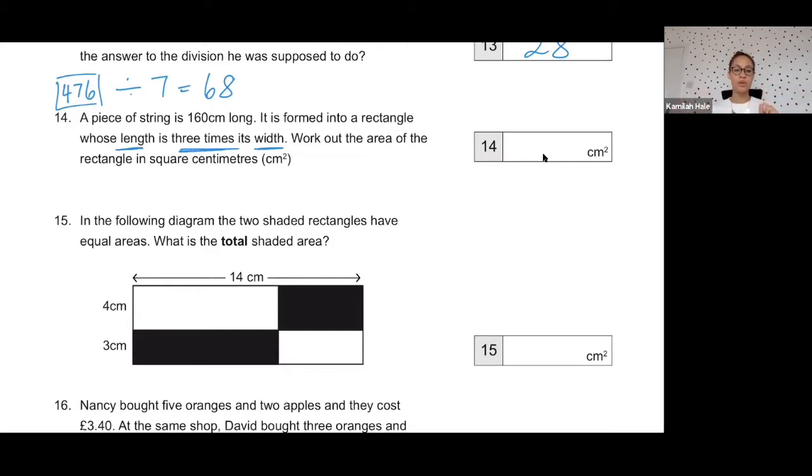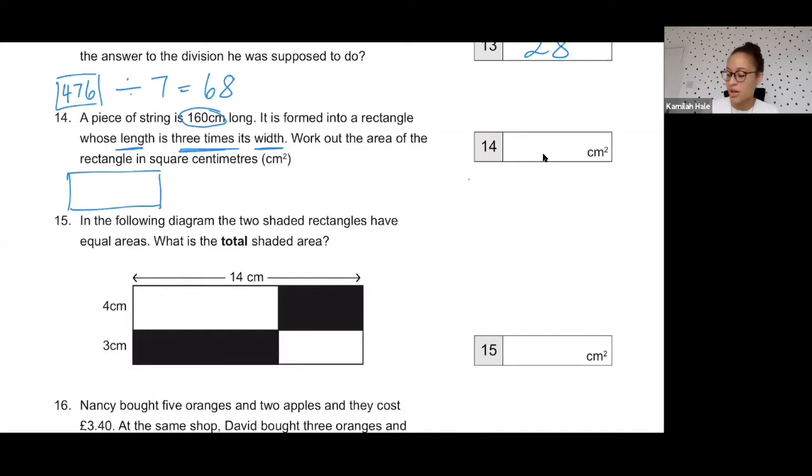However, we do need to be careful because it says the piece of string is 160 centimeters long and it's formed into a rectangle. So basically the perimeter is 160 centimeters. But that means that when you add 2 lots of the length and 2 lots of the width, you get 160. So yes, you do need to halve 160. I'll show you why.